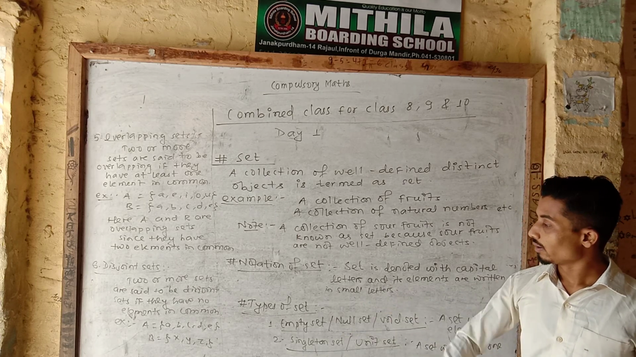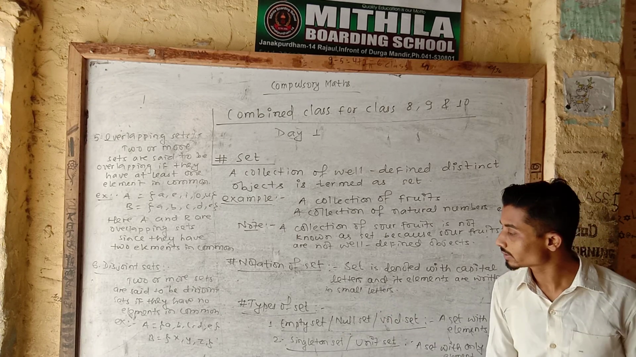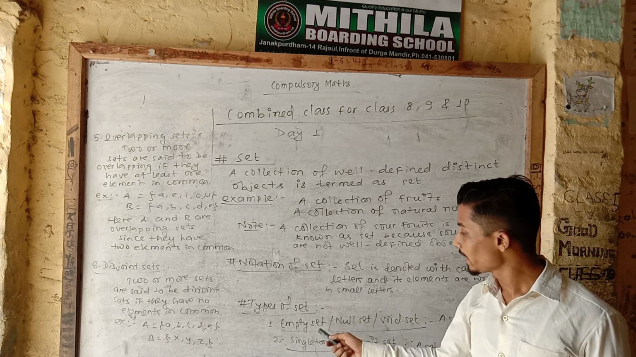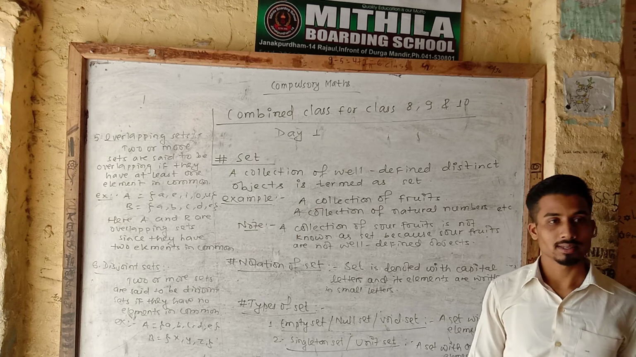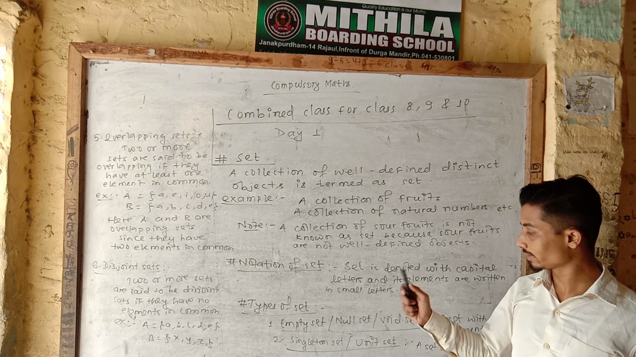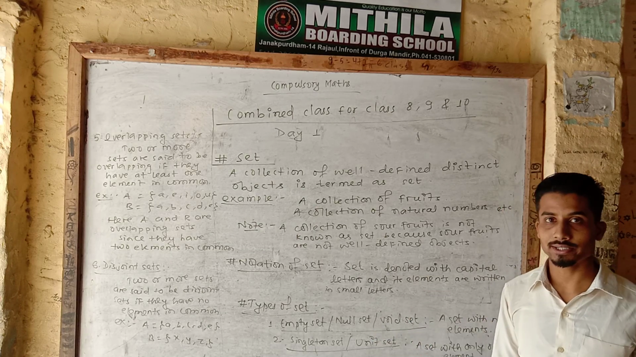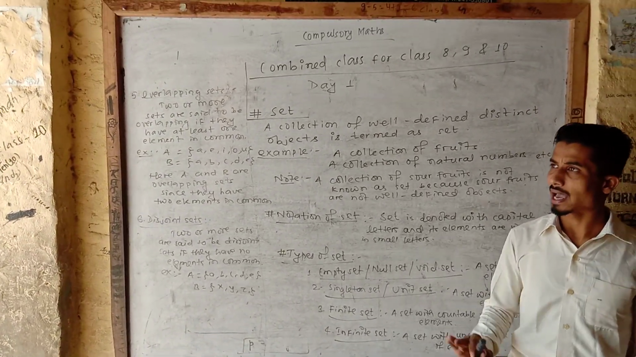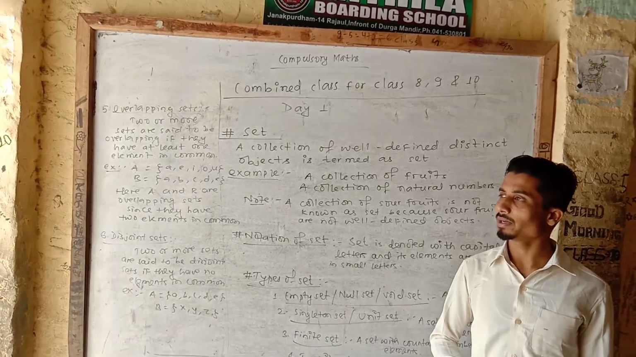Now we will understand the types of sets. There are so many types of sets; we will consider some of them here. First, we are going to study the empty set, which is also known as the null set or void set. An empty set is a set with no elements. A set having no elements is known as an empty set.